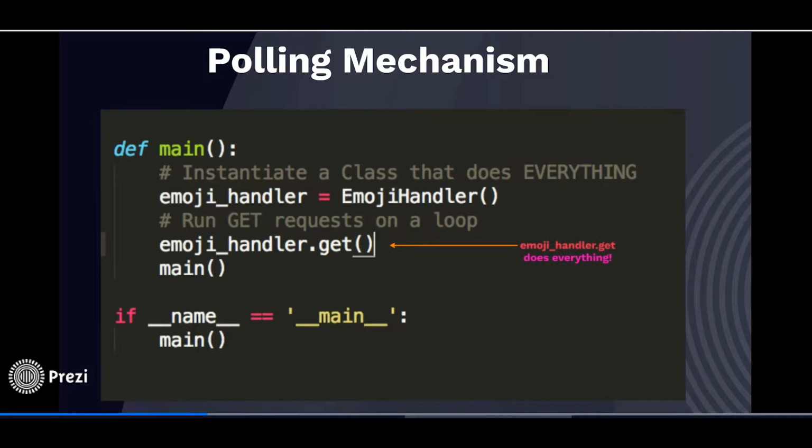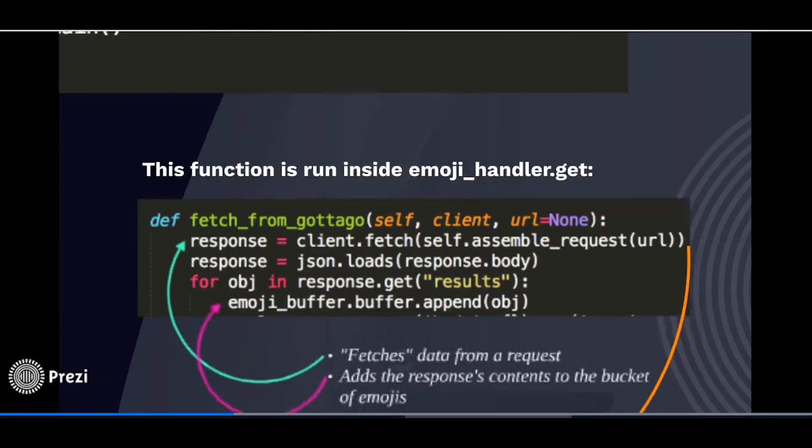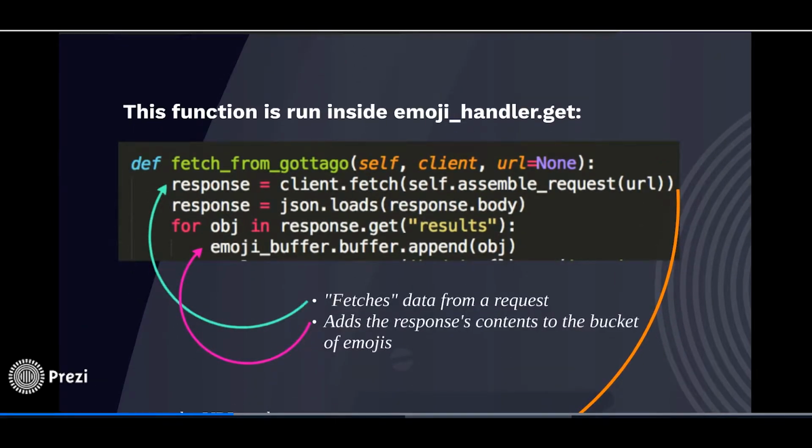So, cool note there. This function is run inside EmojiHandler.get. I called it fetch from Gotago. And so this is the point where we start contacting or pinging the server. The first line is we set a response variable and we say client.fetch. And client is just an instance of Tornado HTTP client. What it takes is a request object, which is also a Tornado HTTP request object. And I'll show you how to assemble that in the next slide.